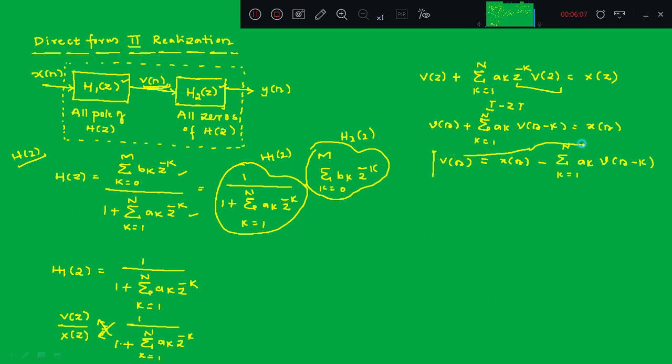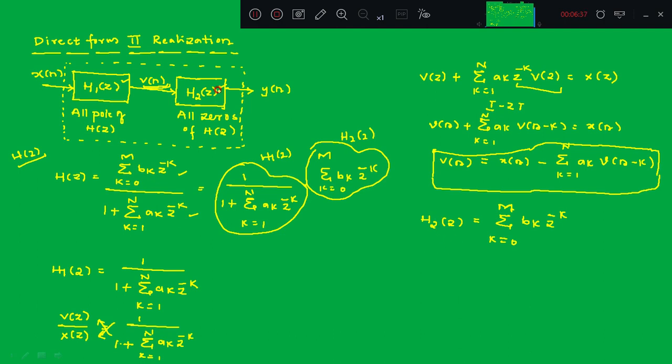So this gives the input-output relation for the first transfer function H1 of z. Similarly, take the second transfer function H2 of z, which is equal to summation k equals 0 to m of bk z raised to minus k. So again, what is H2 of z?